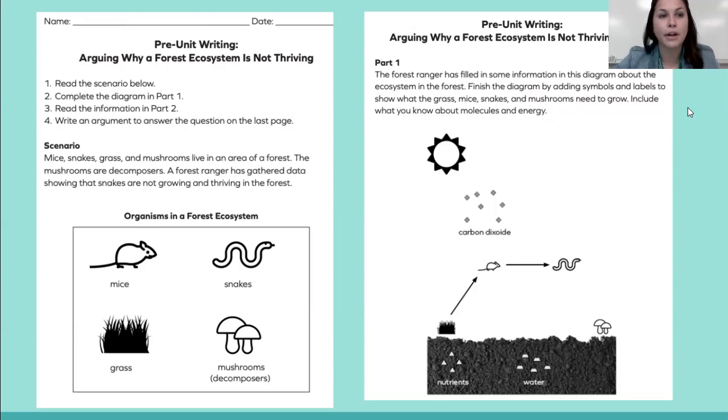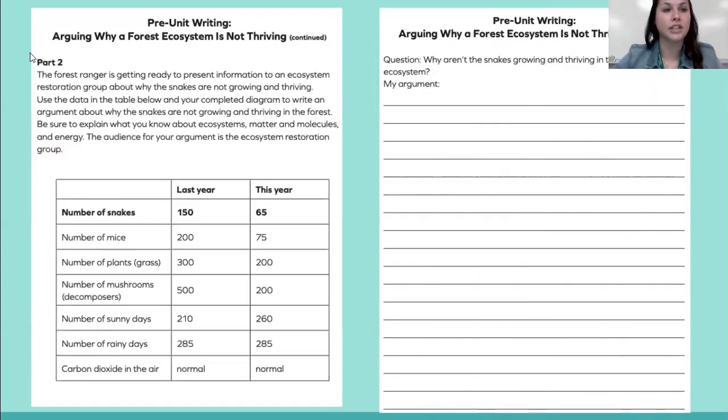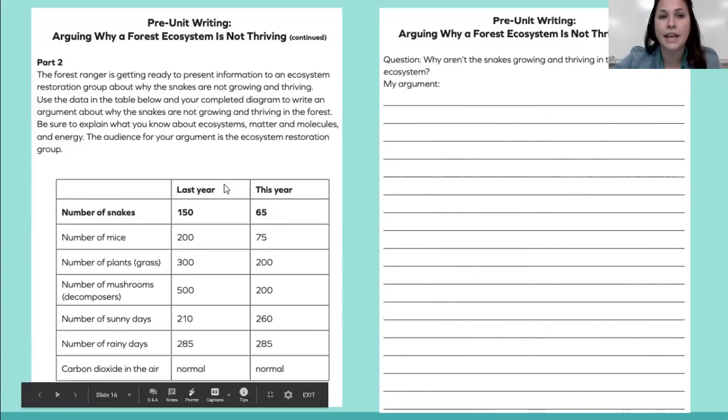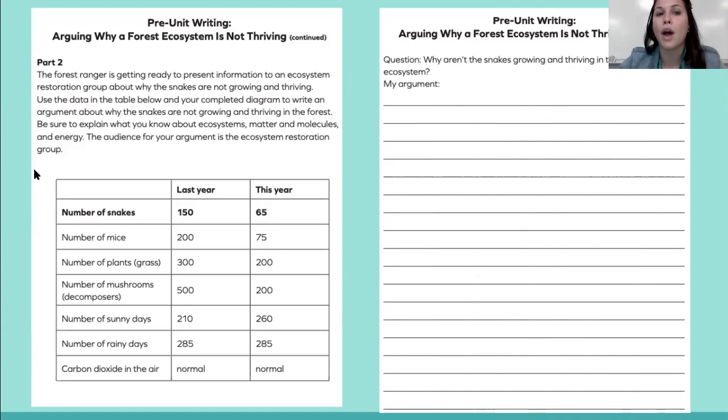All right, let's look at part 2. Part 2 says the forest ranger is getting ready to present information to an ecosystem restoration group, just like us, about why the snakes are not growing and thriving. Use the data in the table, so the numbers in the table, and your completed diagram to write an argument about why the snakes are not growing and thriving in the forest. Be sure to explain what you know about ecosystems, matter and molecules, and energy.